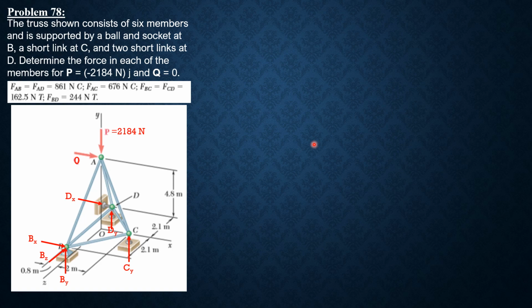So first let's determine the support reaction at C by summing up moment about bz equals 0. So all forces at B and D will not be involved. So only Cy and 2184. By right thumb rule, this is the positive sense of moment. So therefore, we have Cy times 2.8 equals 2184 times 0.8. So computing for Cy is 624 newtons.